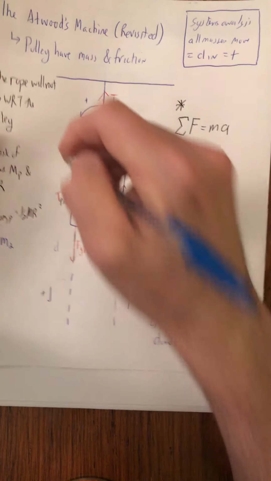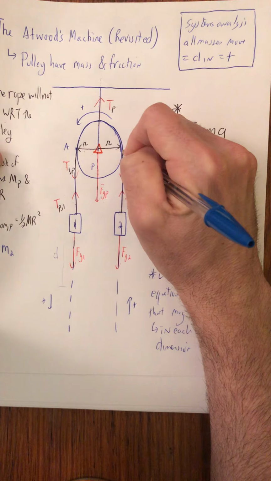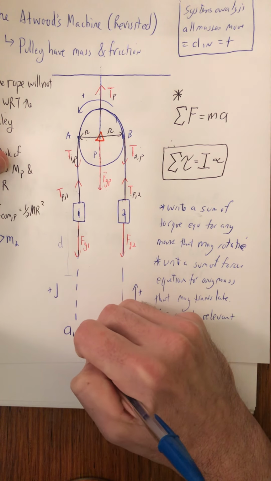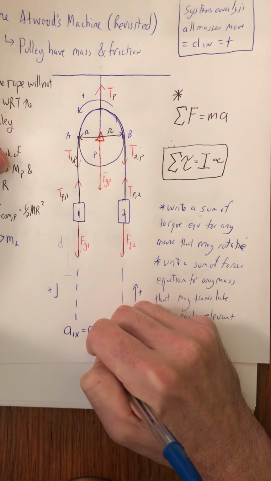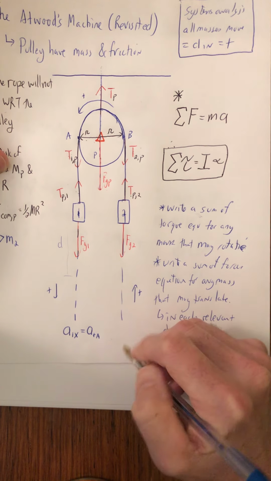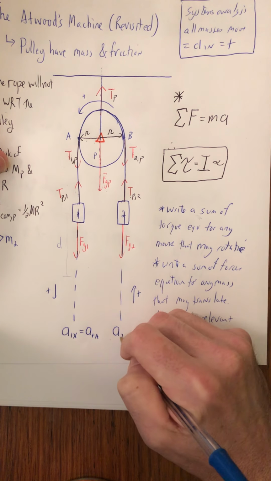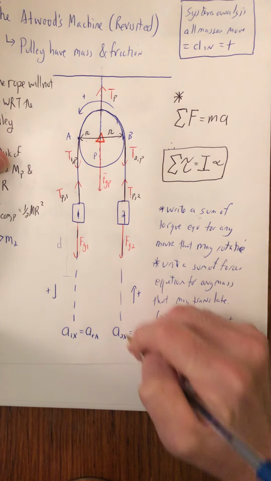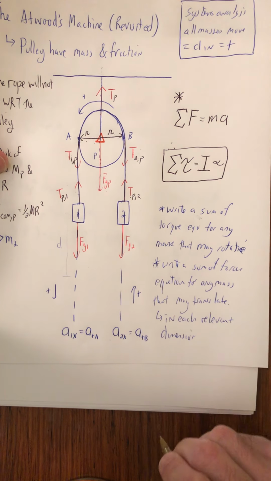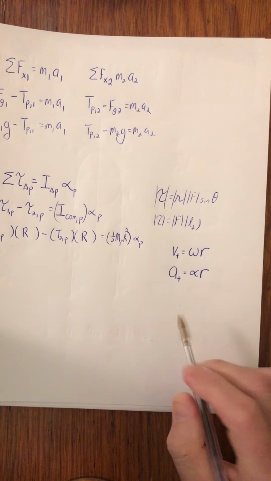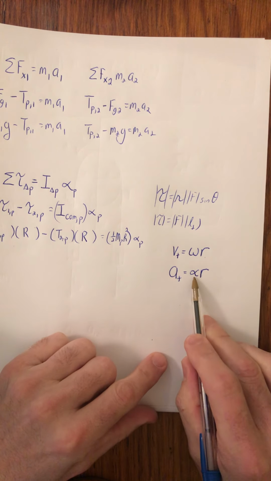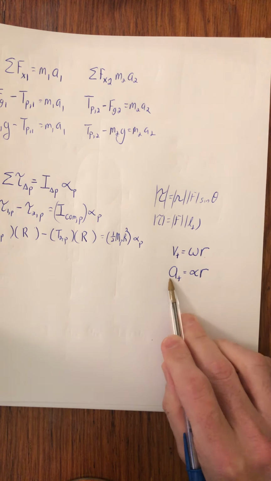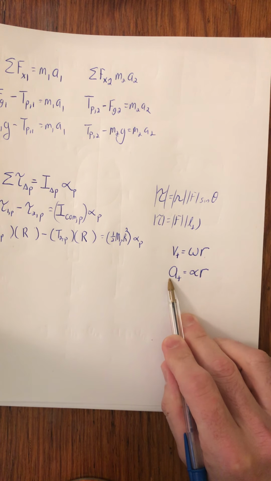Meaning, going back here, if I call this point A, and this point B, the acceleration of 1 in the x direction is equal to the acceleration tangentially of point A. Similarly, the acceleration of 2 in the x direction along this is equal to the acceleration along the tangent of point B. So we can create a relationship then, because if I know the alpha of the rigid rotating object, I know something about the tangential accelerations of those 2 points A and B.